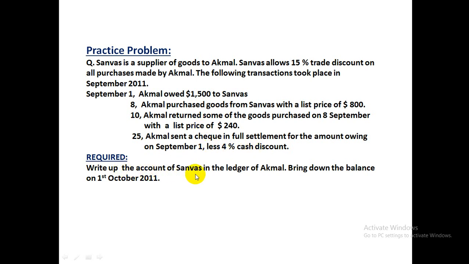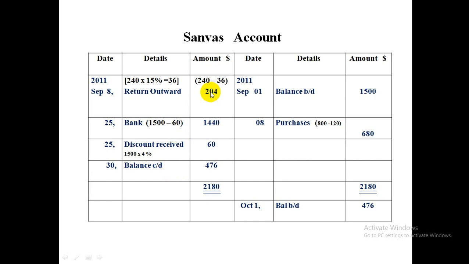Write up the account of Sanvas in ledger of Akmal. Bring down the balance on 1st October 2011. Let's start. Akmal owed $1,500. This was the opening balance because Sanvas account is the trade payable account, so his opening balance is $1,500.